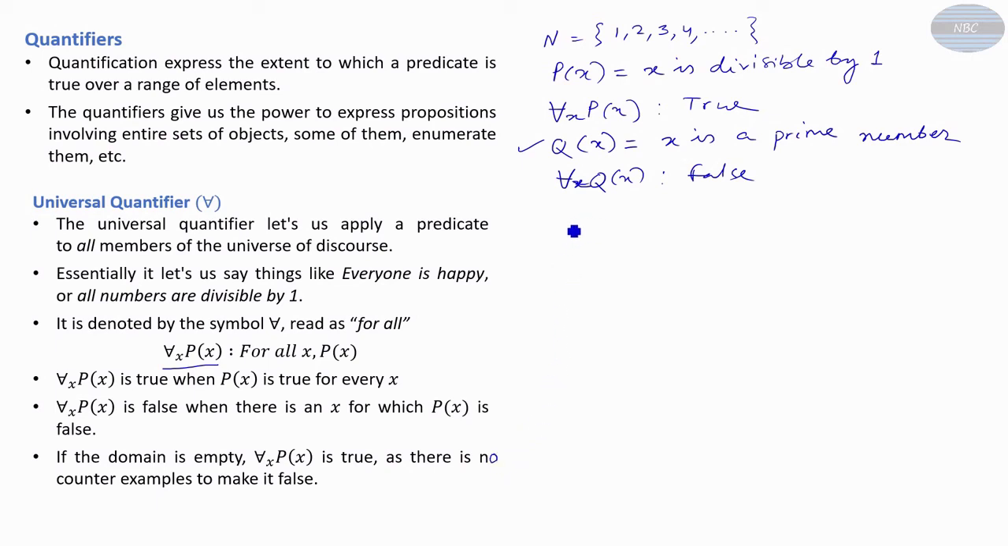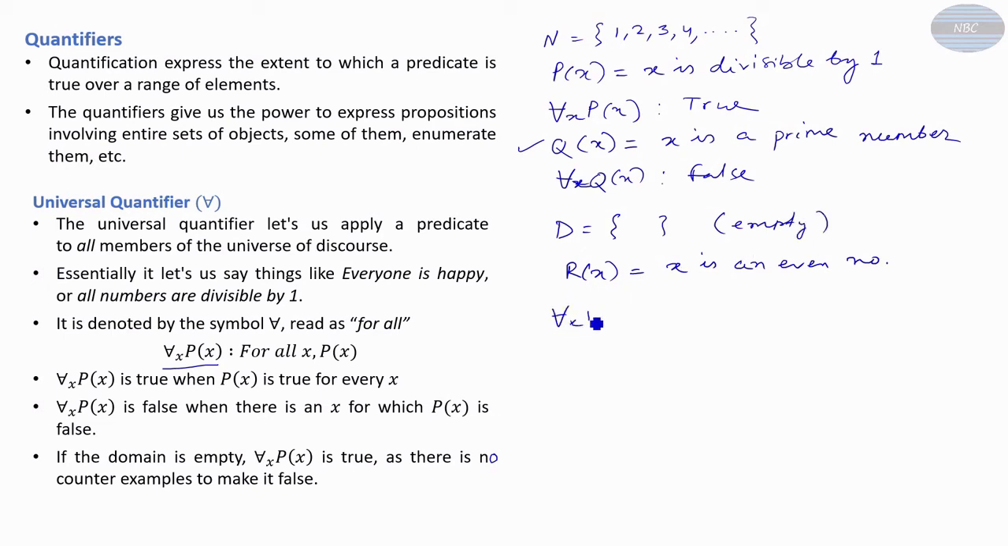Okay, so let's suppose we have the domain. Let's suppose D is empty, and we have a predicate R(x): x is an even number. We apply this particular predicate function in this universe of discourse, or on this domain D, but it is empty. The domain is empty here.